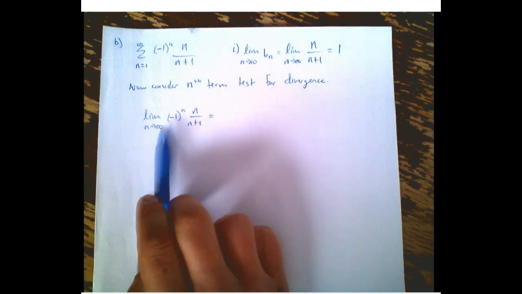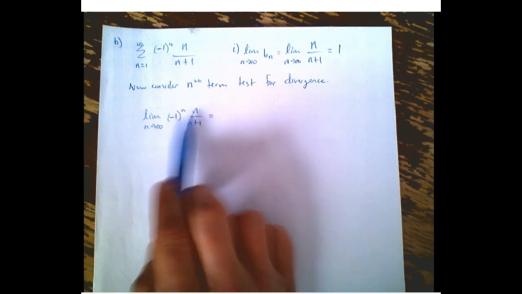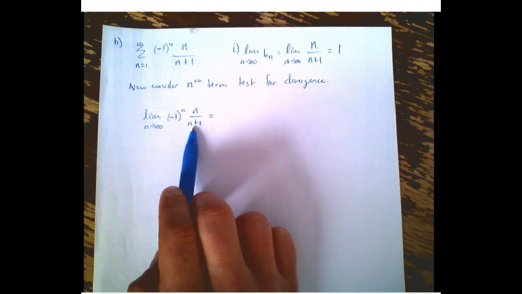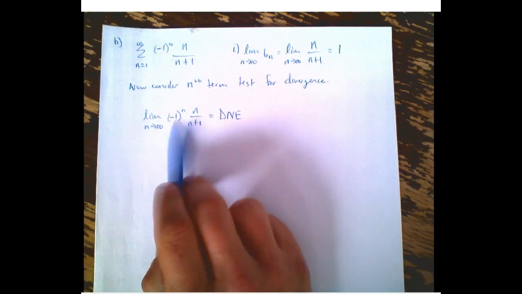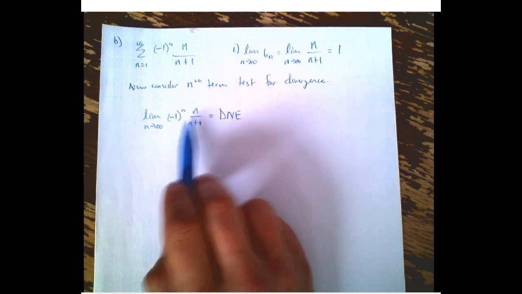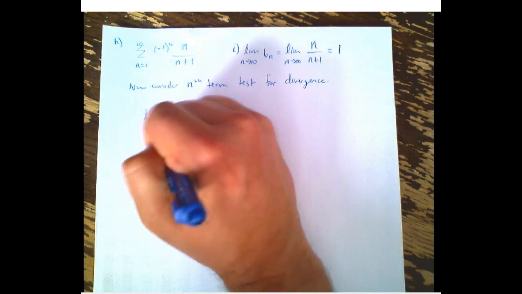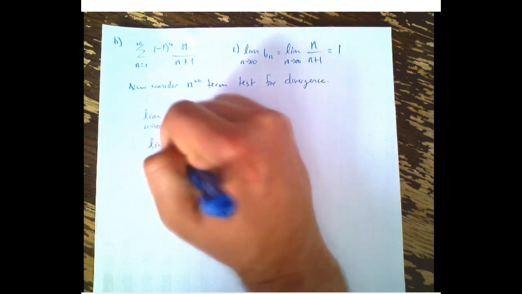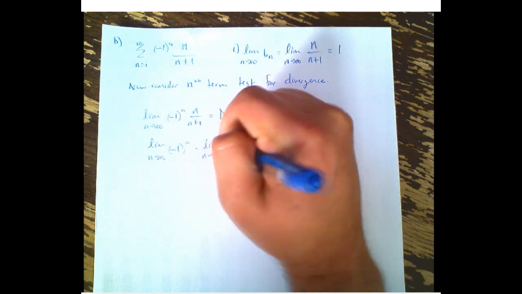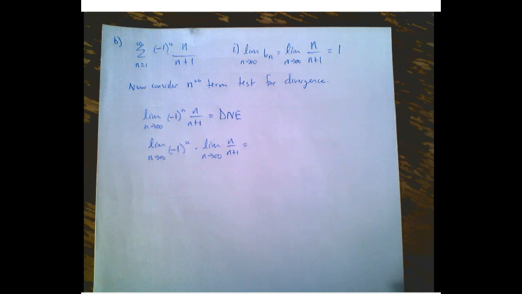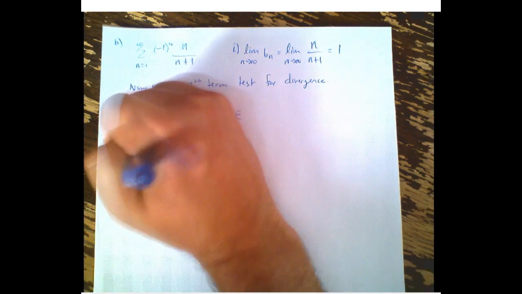Now let's think about this. So we have the alternation in the sign, and this guy goes to 1, right? So this limit does not exist. Why is that? Well, using limit properties, we can actually rewrite this as the product of two limits. All right. So why is this?